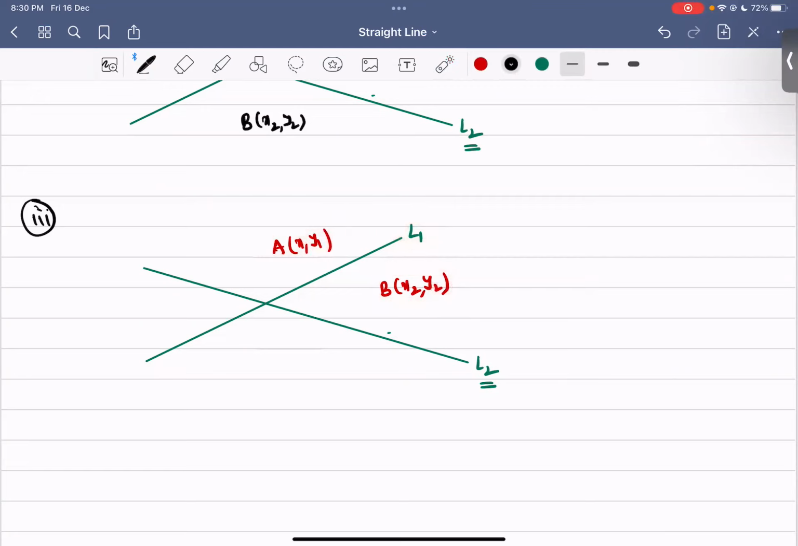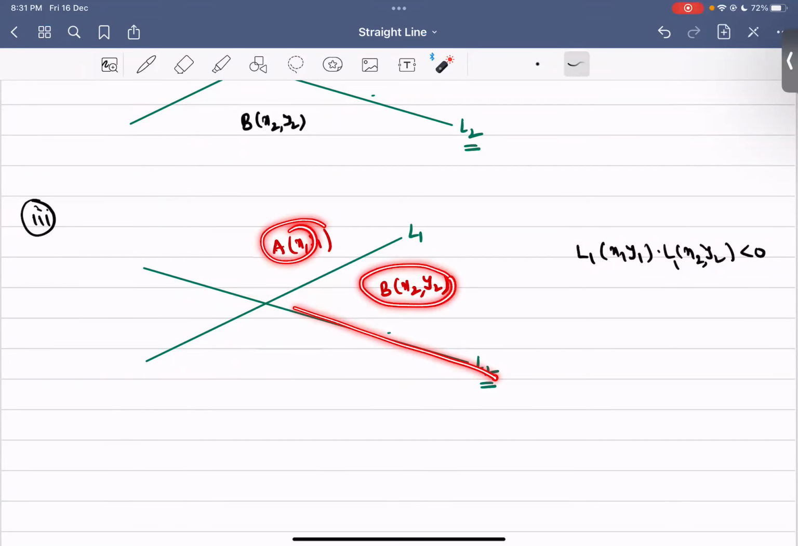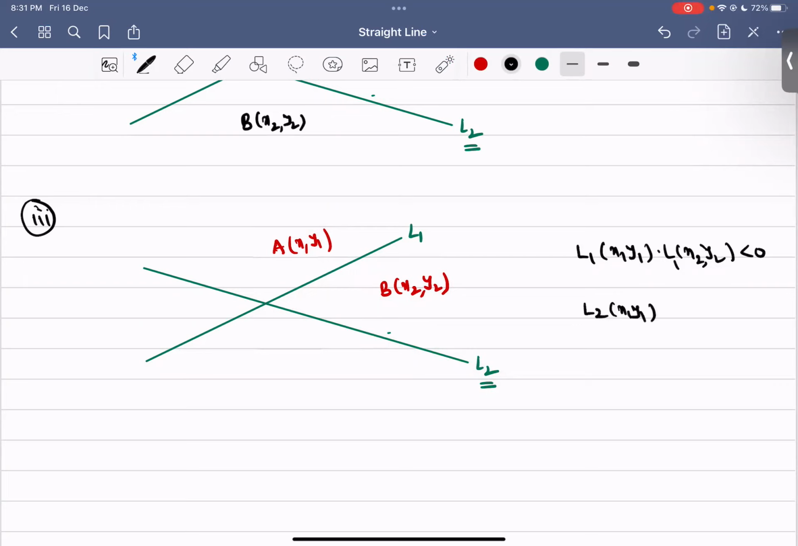That's why with respect to L1, L1 of (x1, y1) times L1 of (x2, y2), opposite sides, is less than 0. Now with respect to L2, both are on the same side. Both on the same side means L2 of (x1, y1) times L2 of (x2, y2) must be positive. So one is positive, another one is negative. Vice versa is also true. How?